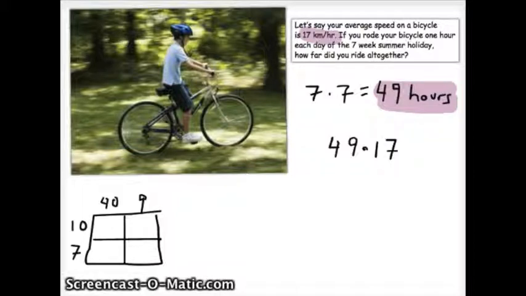And we can fill in these boxes just as we did before. So here we have 40 times 10, that's 400. In this square we've got 10 times 9, 90. Here we have 7 times 40. 7 times 4 is 28, so 7 times 40 will be 10 times bigger than that. 280. And finally in this square, 7 times 9 is 63.